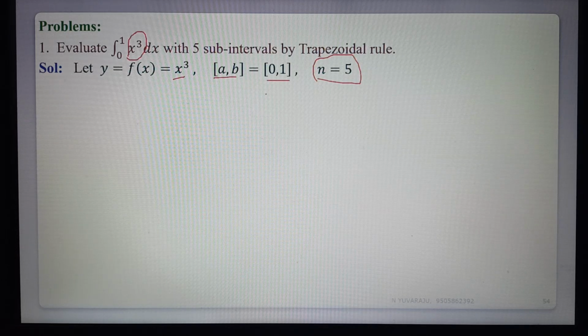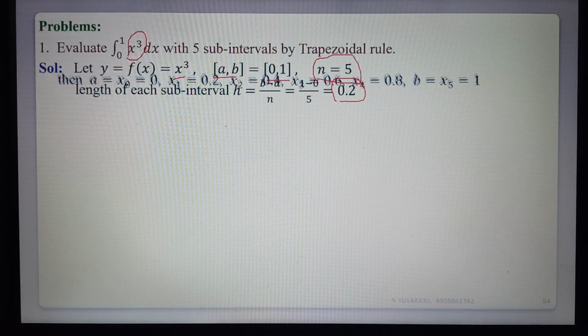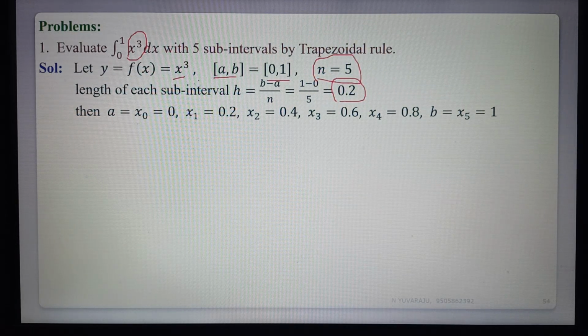Now finding each subinterval length h. The formula is h = (b minus a) by n, that is (1 minus 0) by 5, which is 0.2. Each length is compulsorily equal to 0.2 only. For the x values, the first value a is x naught, and x naught is the starting value 0.